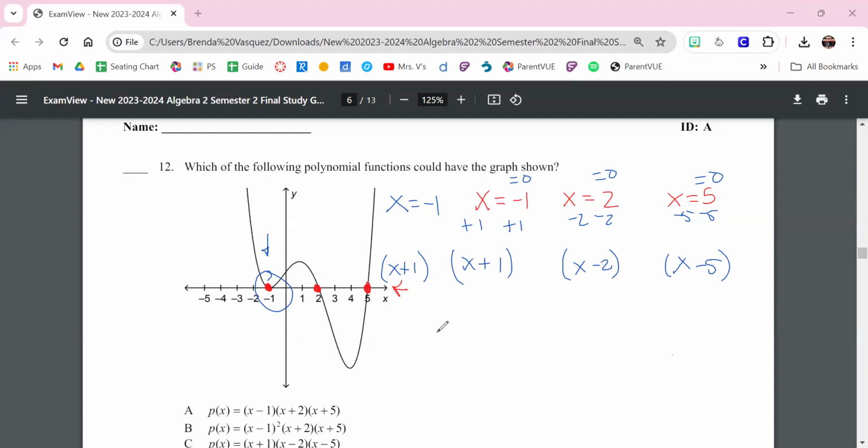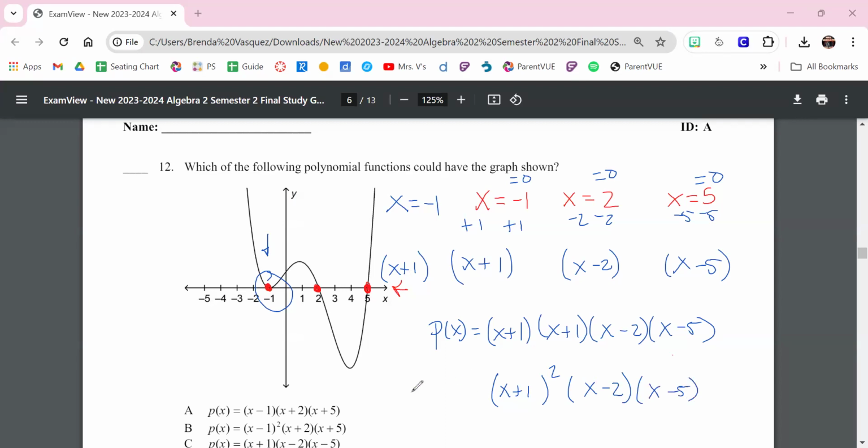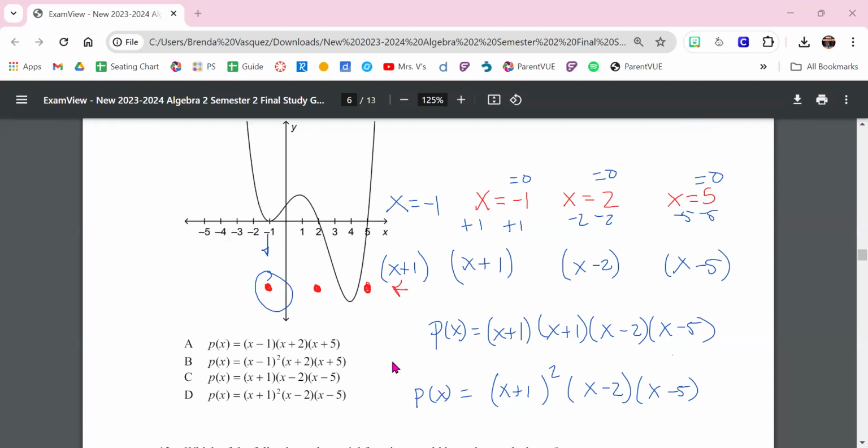So we're going to write our p of x equals x plus 1, x plus 1, and x minus 2, and x minus 5. Whenever we don't write these out, we can write them as one single factor to the power of 2, meaning that we have that one repeated that many times. So which one follows this function? It's D, and D is not showing on my screen. Let me see. Yeah, it is D. D in this case. So just be careful, guys.